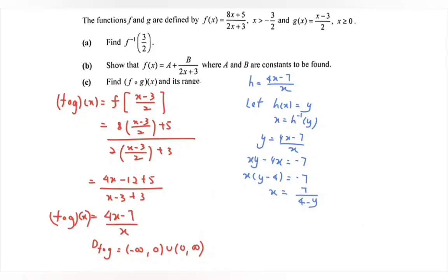So the inverse, h inverse of x is equals to 7/(4 - x). So the domain for the h inverse would be negative infinity until 4, union 4 until infinity. So automatically, we have the range for the f∘g.